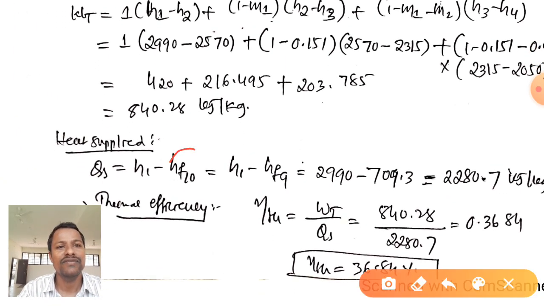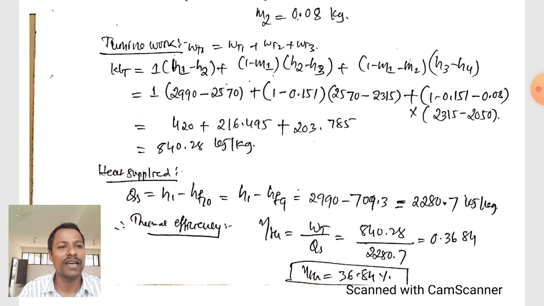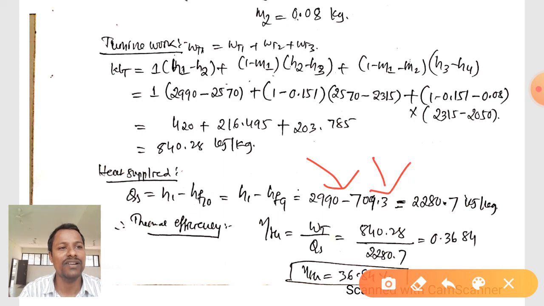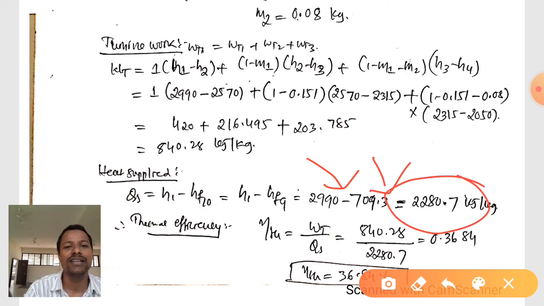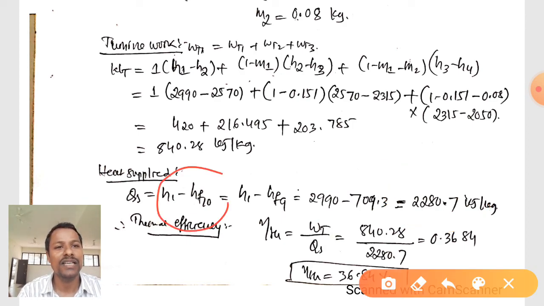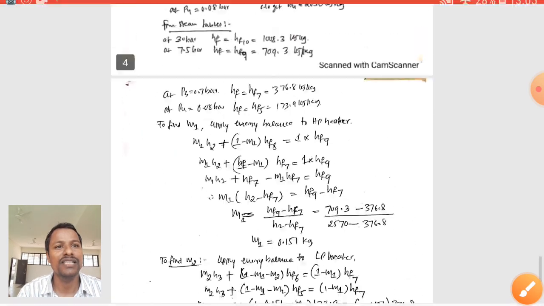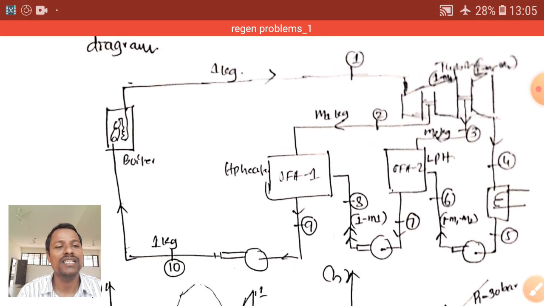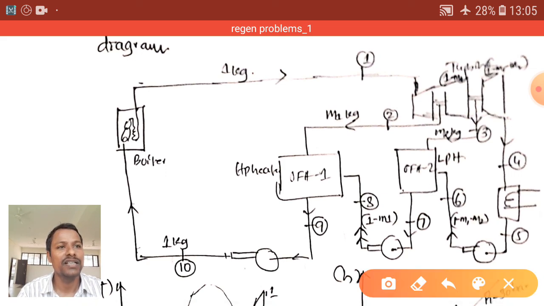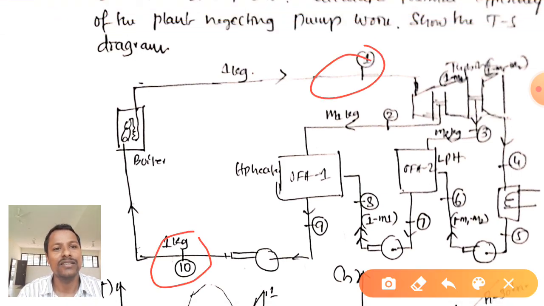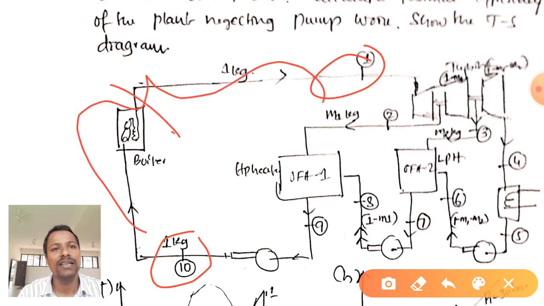Then heat supplied is H1 minus HF10, from the schematic diagram. I am replacing HF10 by HF9, since pump work is negligible. As I know the values for H1 and HF9, I have substituted them, and I am able to calculate it as 2280.7 kilojoule per kg. So how is this H1 minus HF10? We have seen in the schematic diagram that the heat supply is between state 1 and state 10, wherein we are supplying the heat energy Q1 in the boiler. That is nothing but higher enthalpy minus lower enthalpy, H1 minus HF10.